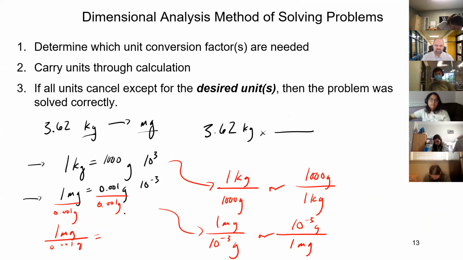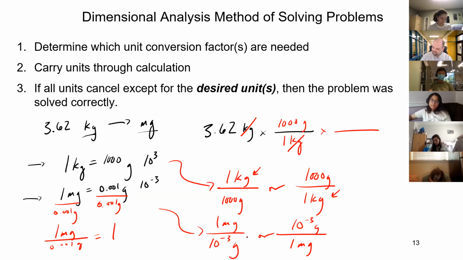0.001 divided by 0.001, that's equal to 1, right? And so all these conversion factors, you're just multiplying by 1, but you're changing units along the way. So if I start with just kilograms, do I need the conversion factor where kilograms is on top or kilograms is on the bottom? On the bottom. So I've got 1,000 grams is 1 kilogram. So my kilogram unit cancels, and then I'm left with grams.